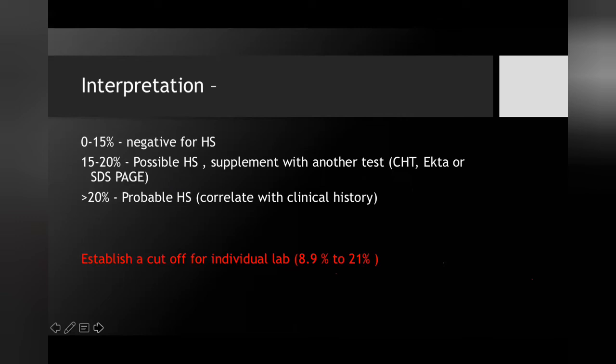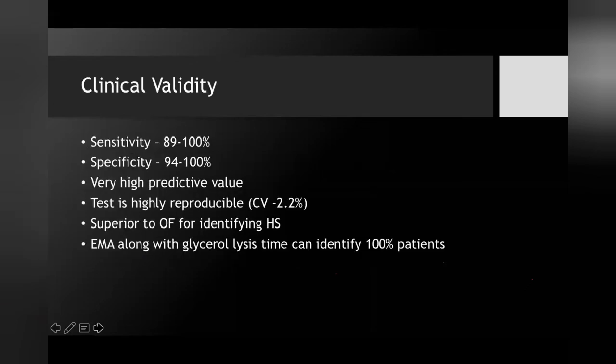Now, there's a word of caution here that every lab has to establish its own cutoff, and sometimes it may vary from 8% to as high as 21%. So this EMA dye binding test has been found to be sensitive and highly specific with a very high predictive value. It is reproducible, and it is definitely superior to the osmotic fragility test for identifying hereditary spherocytosis.